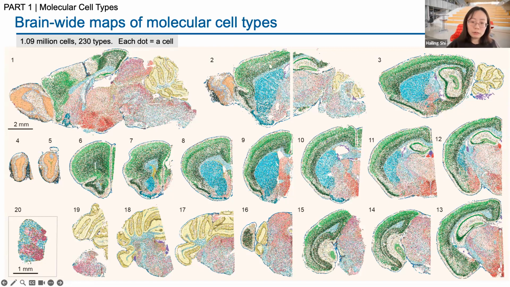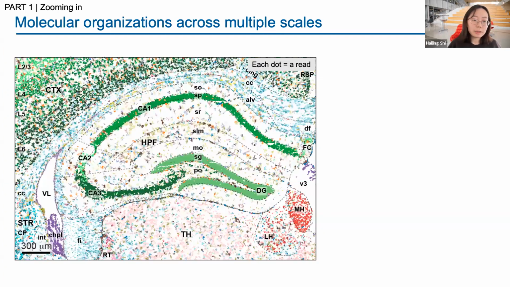Visually looking at these plots, we can already see there is a clear molecular foundation that delineates the main brain structures, including the olfactory bulb, cerebral cortex, striatum, brainstem, and cerebellum. This really highlights the molecular foundation underlying the brain anatomy. And I would like to zoom in on this hippocampal region to showcase the high spatial resolution we have in this dataset.